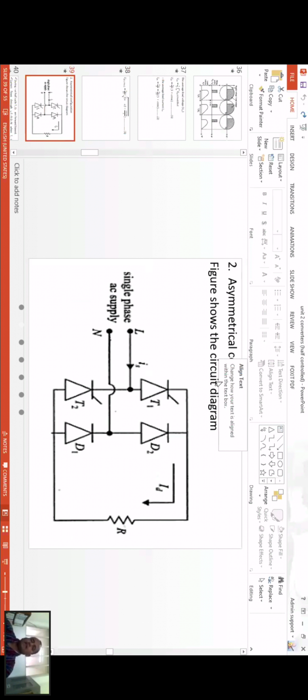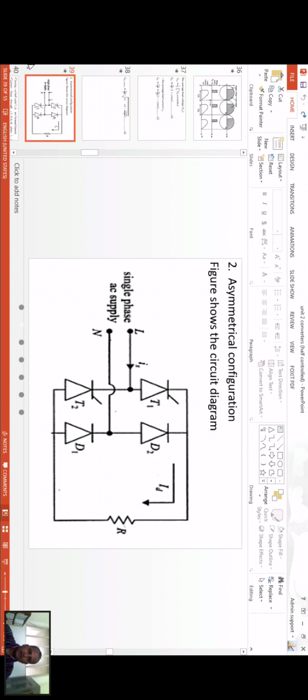Now the asymmetrical configuration. What difference can you find from this? The difference is that in the symmetrical configuration, the cathodes of T1 and T2 were connected together. But in the asymmetrical configuration, you can see that T1 and D2's cathodes are connected together. That is the difference between the symmetrical and asymmetrical configurations.